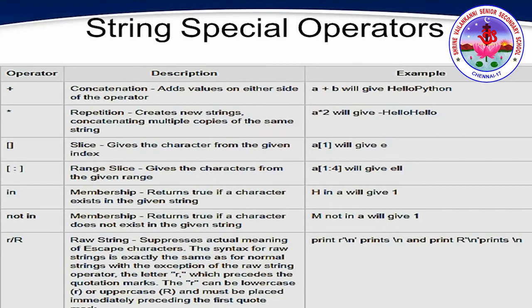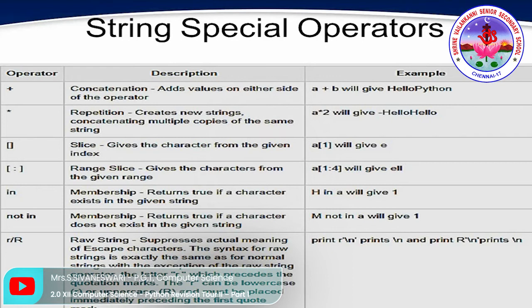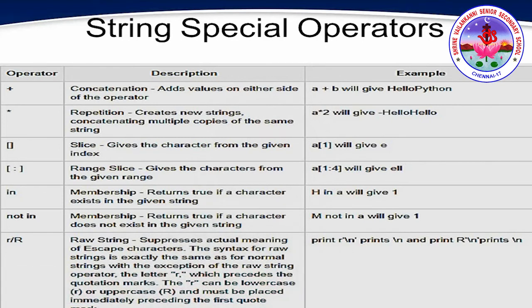Next is R, lowercase r or uppercase R. This is for raw string. This suppresses the actual meaning of the escape characters and tells Python to print the string as is. So print R within quotes. If you give \n, that \n will be printed as such. That is the meaning of raw string.